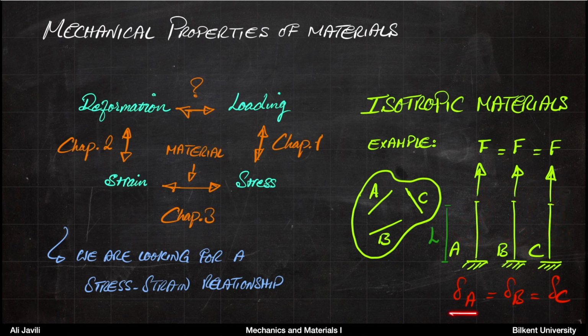Now, if all these directions are having the same deformations, that means if all delta A, B, and C are equal for the same forces, that means these directions are not changing the material response. Or that means the material response is direction independent or it's isotropic. Okay, so remember that we are dealing with isotropic materials. I'm not going to repeat it again and again, but remember for the rest of this course, everything is assumed to be isotropic.